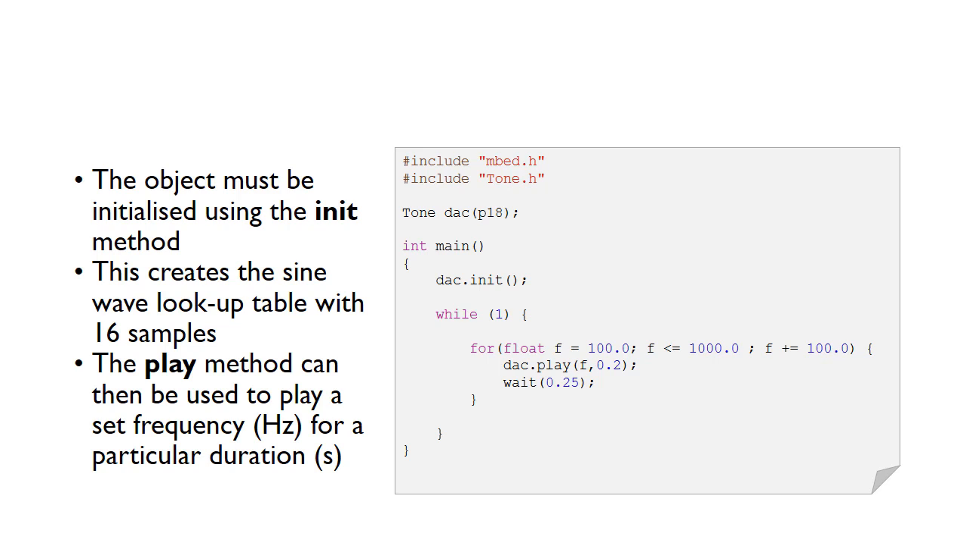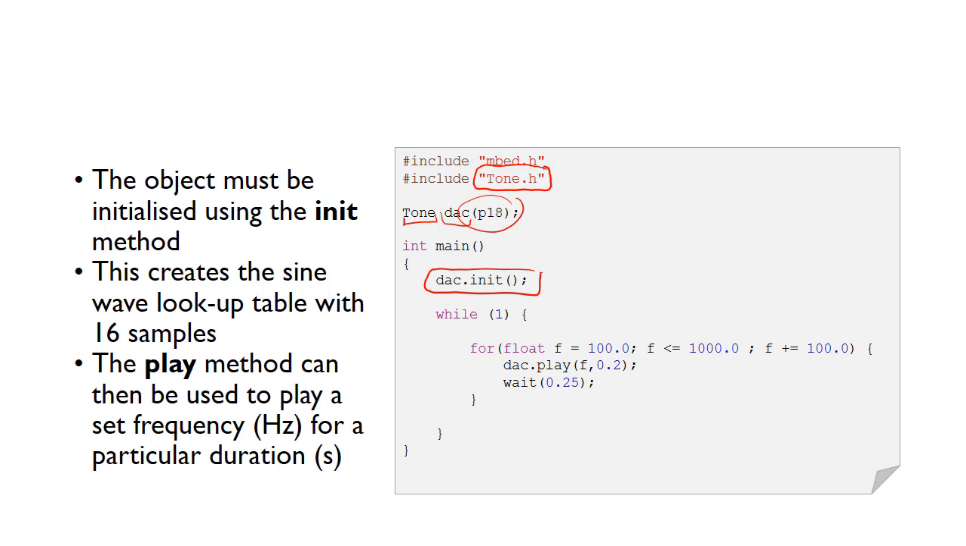In this example, because this is now a separate class, I have to include the header file for that class. So here, include tone.h. This is the name of the class, and I've created an object called dac connected to pin 18. Before you use the object, you need to initialize it. The first thing you need to do is call the init method, dac.init.